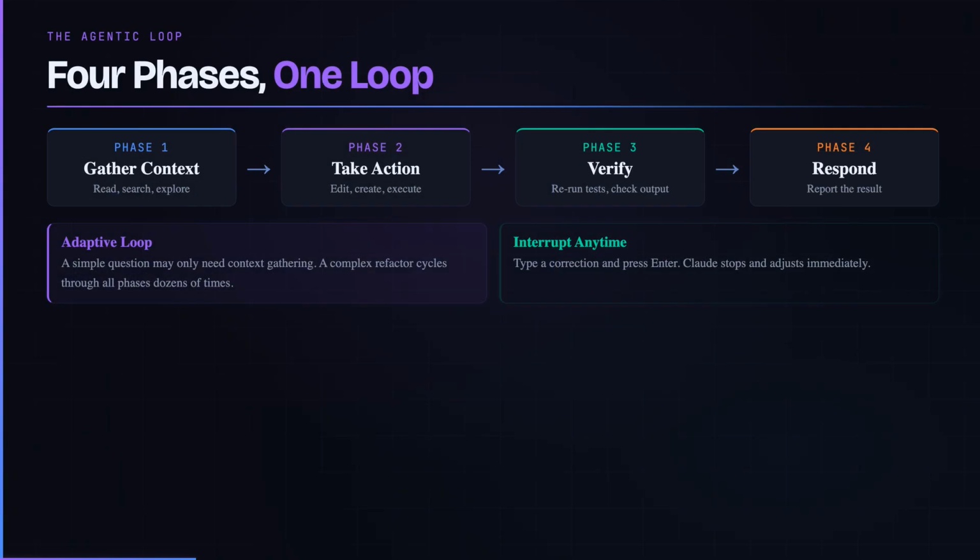Let's break that loop into 4 phases. First, gather context. It reads files, searches for relevant code, explores the project. Second, take action. It edits source code, creates files, executes commands. Third, verify. It reruns the tests, checks the output, confirms the fix worked. Fourth, respond. It reports the result back to you. If verification fails, it loops back to gathering more context. A simple question might only need phase 1. A complex refactor cycles through all 4 dozens of times.